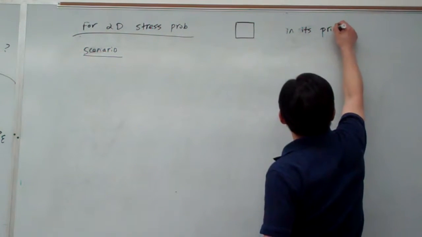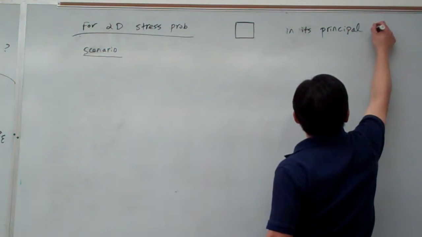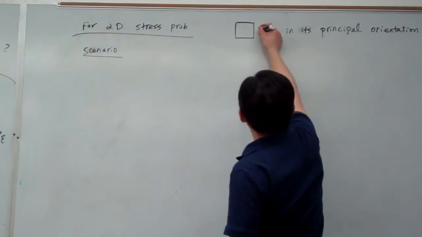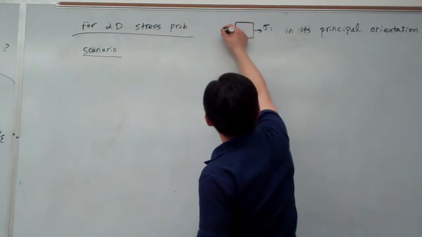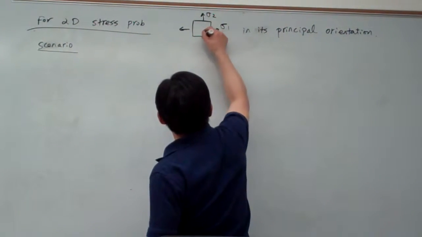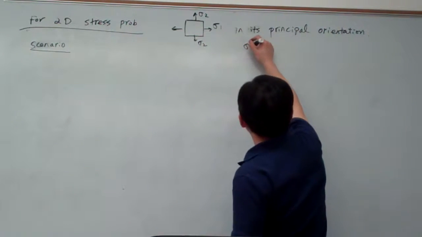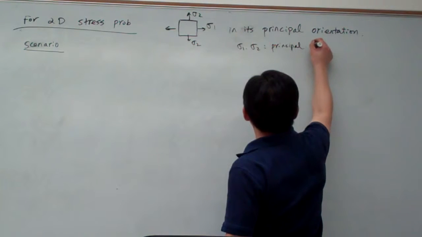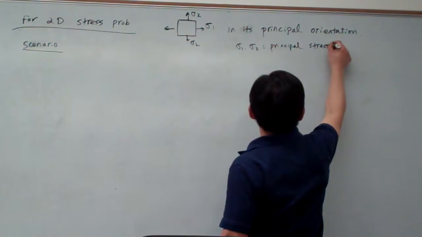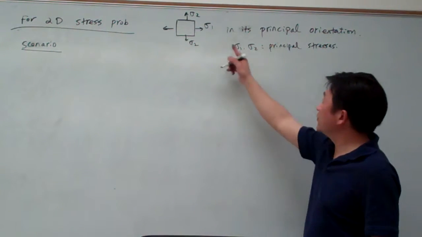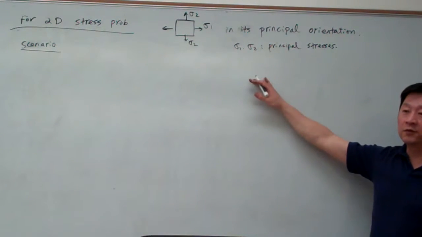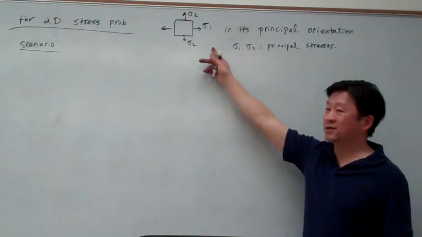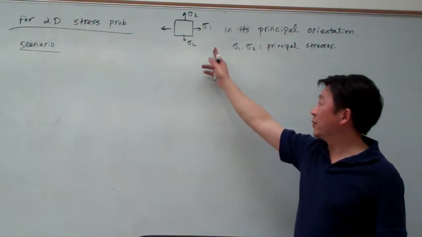its principal orientations, and then we have the principal stresses, sigma 1 and sigma 2. Okay, so sigma 1 and sigma 2 are the principal stresses. So to get into here, basically you should be able to convert any design problem, any distribution of the stress into these directions. So the discussion will be based upon this one.